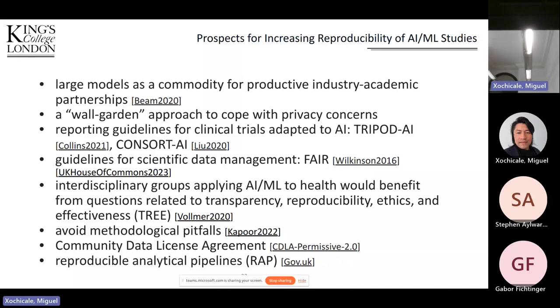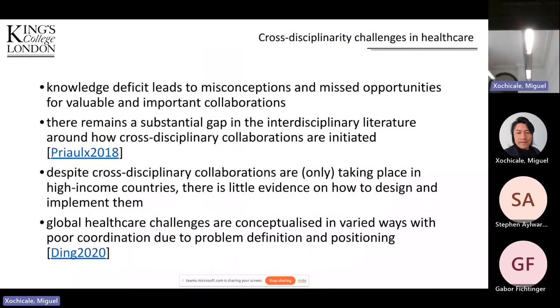And how to avoid methodological pitfalls, and also starting to look at license agreements that are now data focused rather than only open source. And of course, all your workflows, all your pre-processing, post-processing should be properly documented, not only the methodology. And I also highlight how important cross-collaboration is.